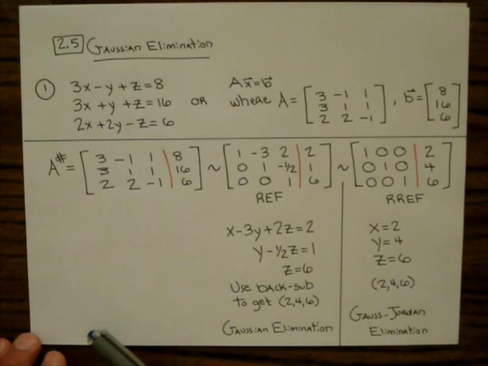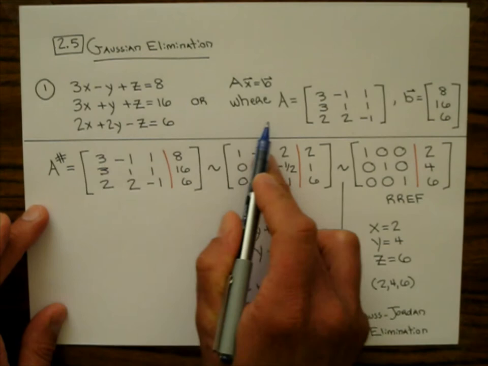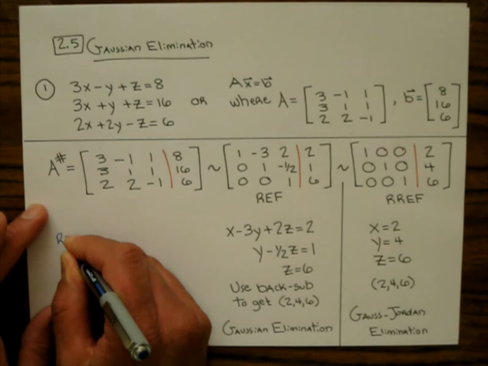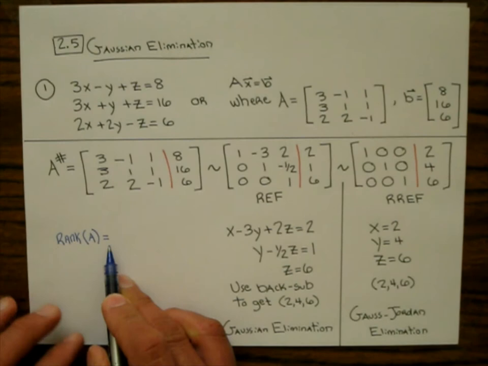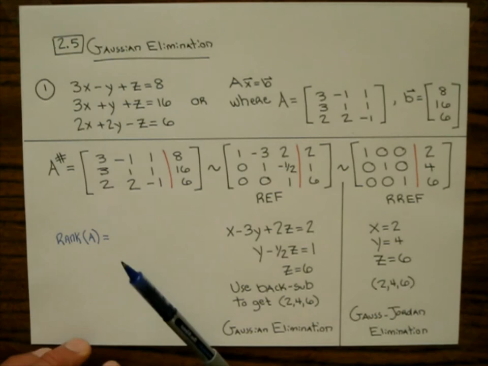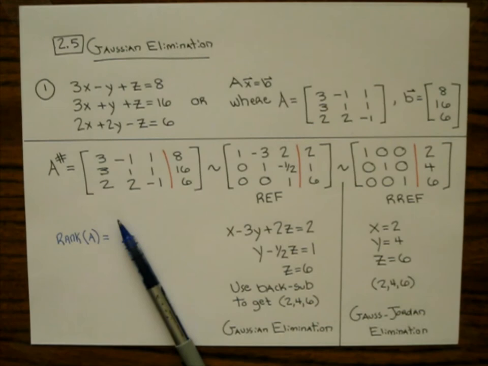But some new stuff that we want to point out here is we have this linear system and we have matrix A. So we could ask the question, what is the rank of A? The rank of A is some number. How do you find the rank of A? Well, you reduce A to row echelon form and see how many non-zero rows there are. So here's the deal, and let me see if I can find another one of these. Oh good, I have another one of these here.